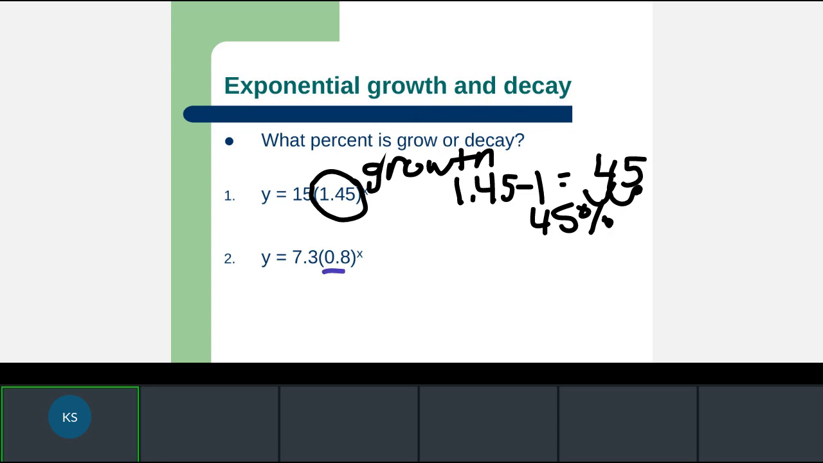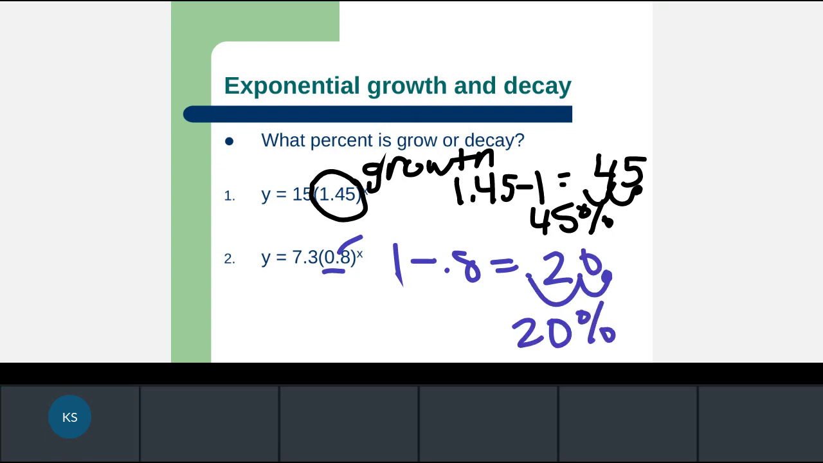If you are dealing with a decay, you're actually going to take 1, subtract your rate. So subtract 0.8, which would give you 0.2. If you move that 2 decimal places to the right, you would get 20%.